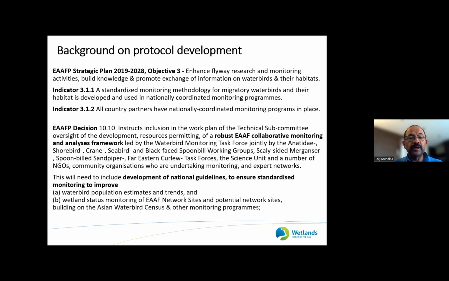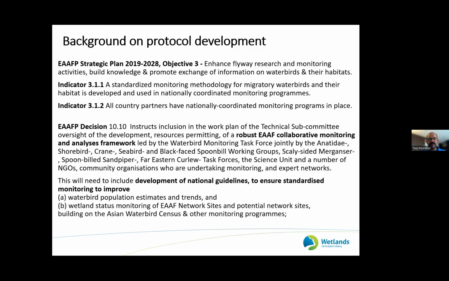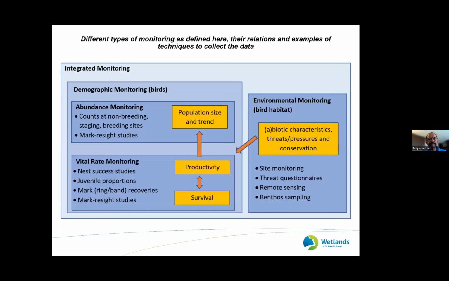And this would help to develop more effective national guidelines that could be used both to achieve monitoring, to get information that feeds into the updated waterbird population estimates and trends, but also to be better monitoring the status of the network sites and potential network sites, using both the AWC as one mechanism, but other monitoring programs where they exist as well. So we need to think broadly about how to achieve this. And this is something we've been discussing also with the Flyway Secretariat about how do we really move forward on this decision in a meaningful manner.